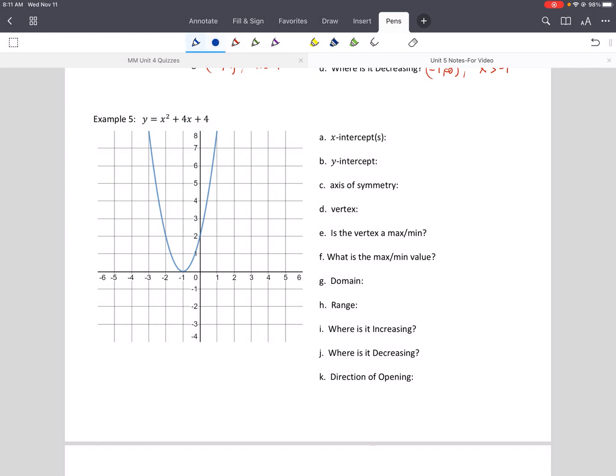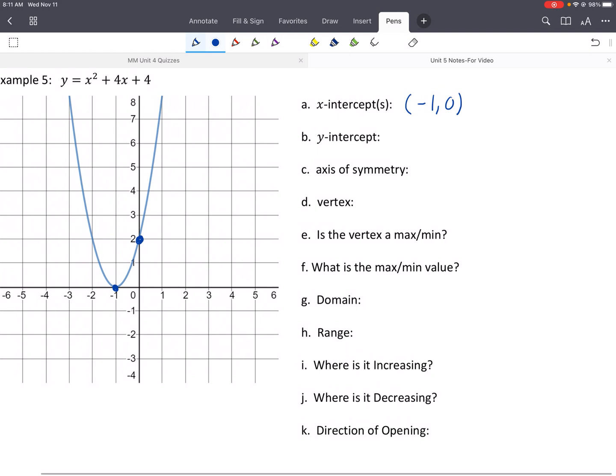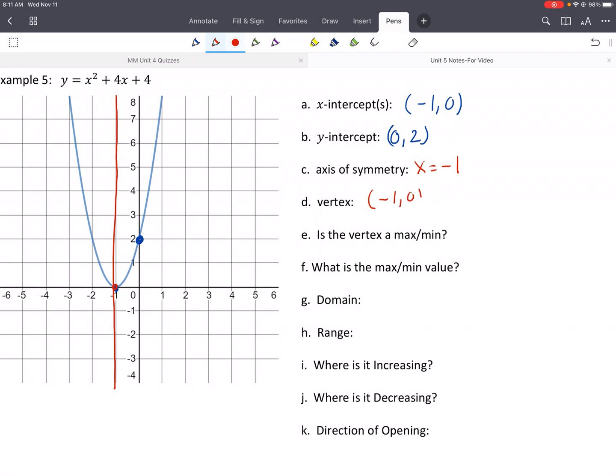We'll say x-intercepts. Okay, here we have one x-intercept. It's at -1, 0. The y-intercept is right here. Let me zoom in a bit for you guys. So we'd have 0, 2. Axis of symmetry, that's the vertical line that cuts the parabola in half. So that would be x equals -1. The vertex looks like it is the same as the x-intercept, -1, 0. Is the vertex a maximum or a minimum? It's a minimum, and its value, this one's kind of tricky, is going to be 0.